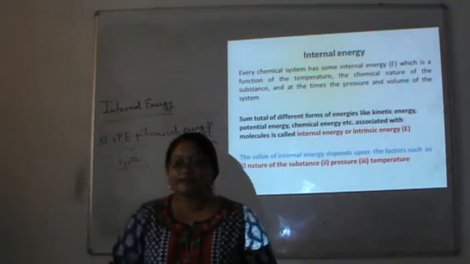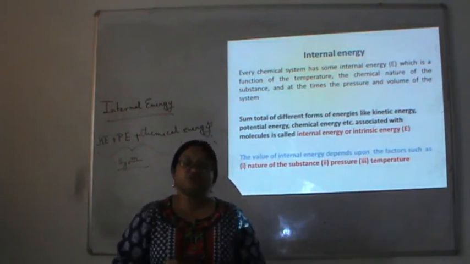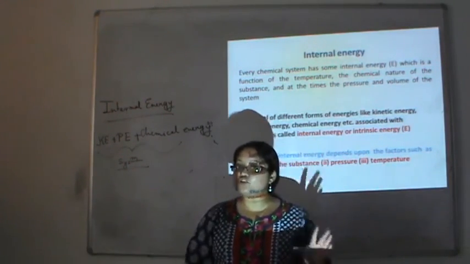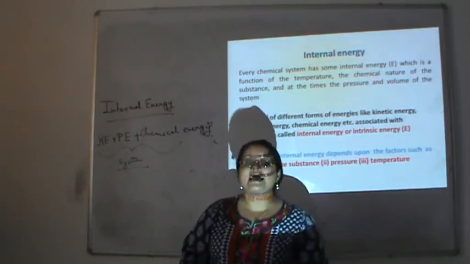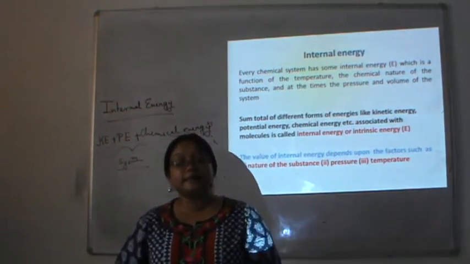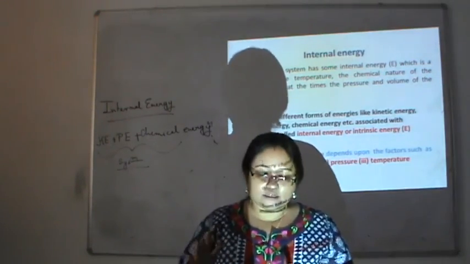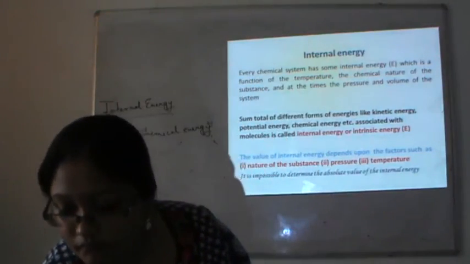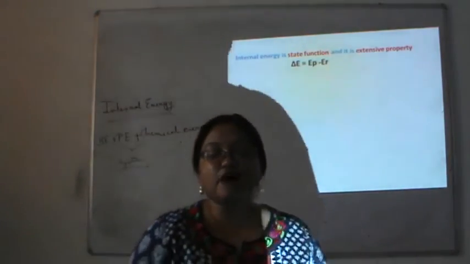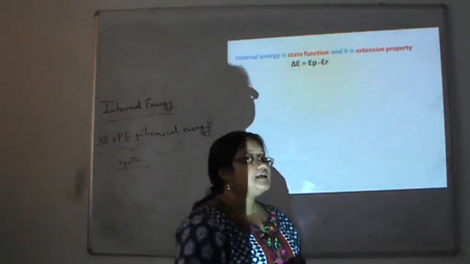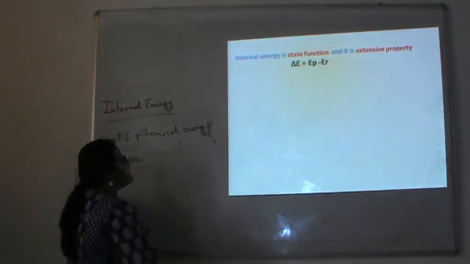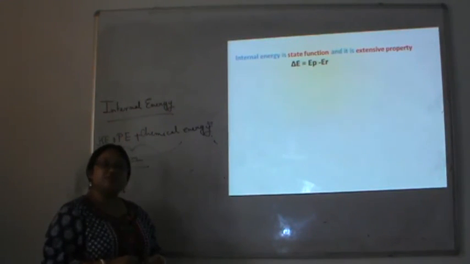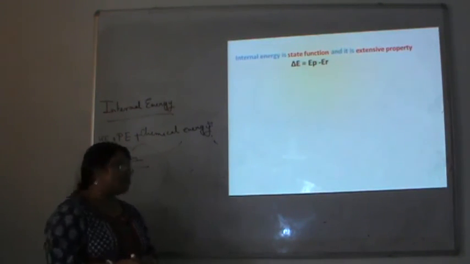So internal energy depends upon the nature of the substance, pressure and temperature. It is an extensive property, meaning it depends upon the amount of the substance present, and it is actually a state function, that means it is independent of the path followed. So it is a state function and it is an extensive property, and it is impossible to determine the absolute internal energy. We can determine only the change in internal energy.